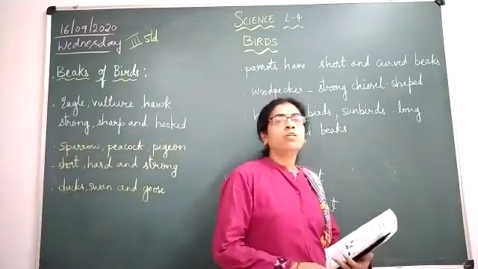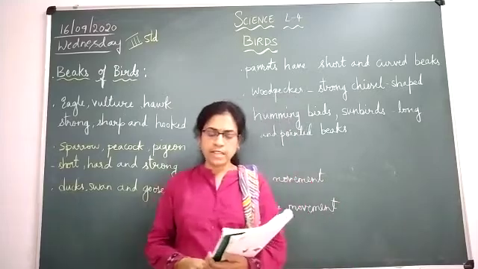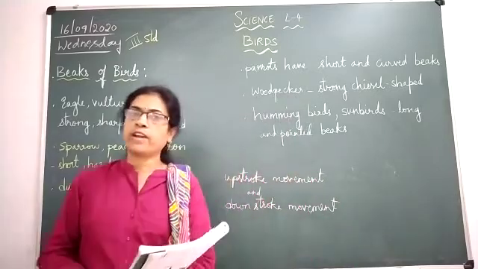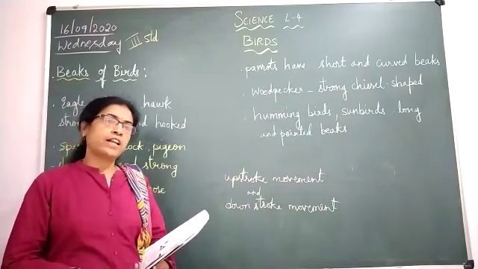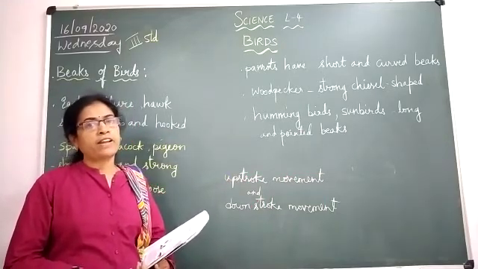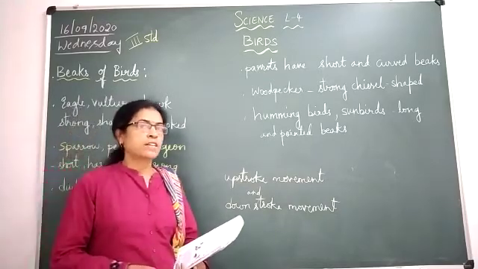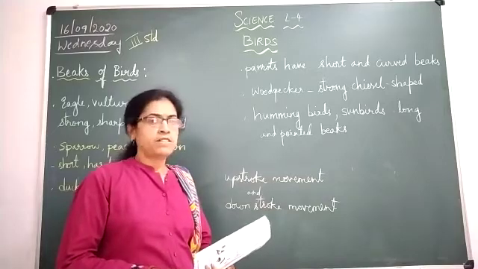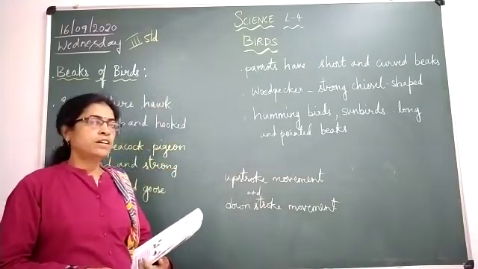And we also learnt about flightless birds. These birds are very big in size and heavy in weight, and they have very strong legs, but they can't fly. Examples of such birds are ostrich, kiwi, emu and penguins. These birds are called flightless birds. Till here we have learned.